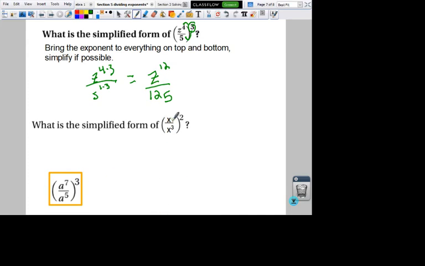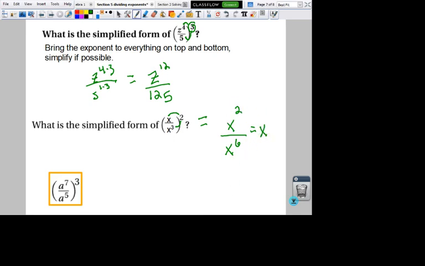All right. So this one right here, we're gonna multiply exponents everywhere, right? I'm gonna have x to the 1 times 2, which is x to the 2, over x to the 3 times 2, which is x to the 6. But am I done on this one? Nope. Because what's x squared over x to the 6?